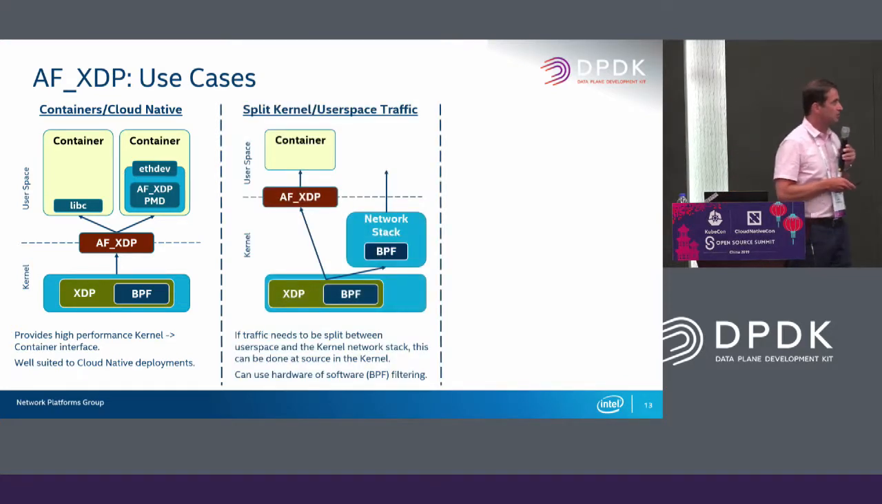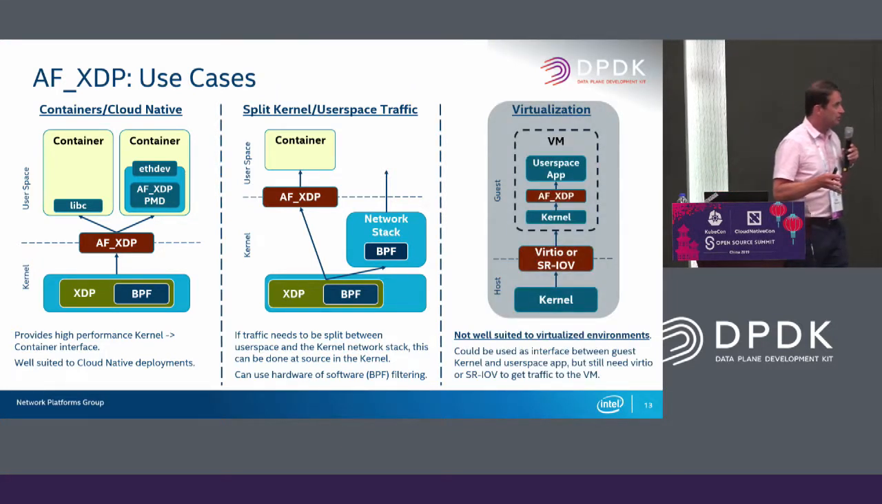The second case where it does very well is if you want to split traffic between the kernel network stack and user space. So you can see in this example, some of the traffic is going via AF_XDP up to user space. Some of it is going via the network stack. So you can use hardware filters or you can use software filters via BPF to split that traffic at source. So instead of the model we have right now where all the traffic goes to user space and then you use something like KNI, DPDK's KNI, to inject back into the kernel network stack, you can split that traffic at source and send it to the right place immediately from the beginning.